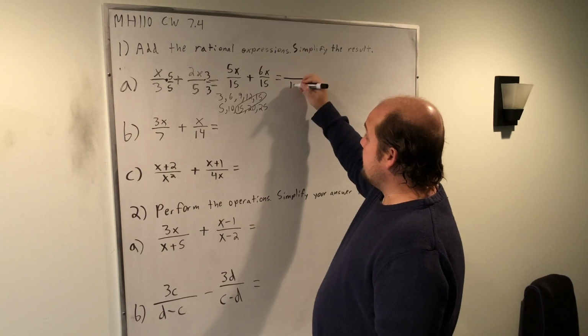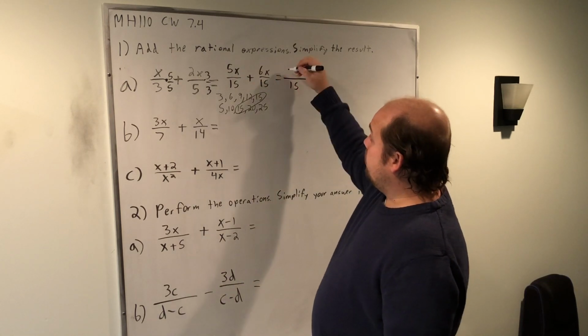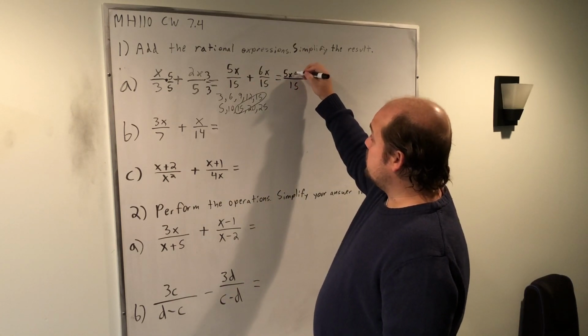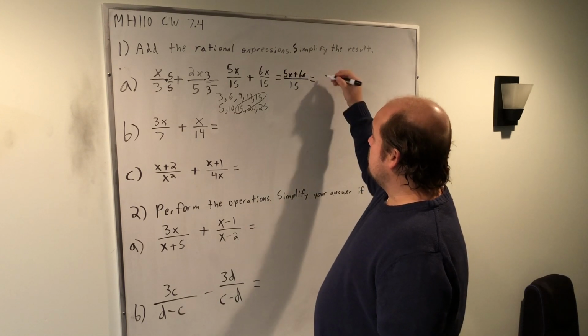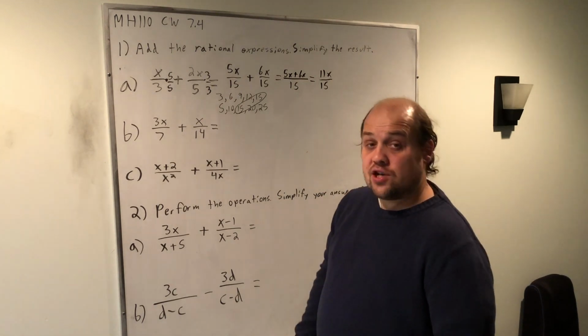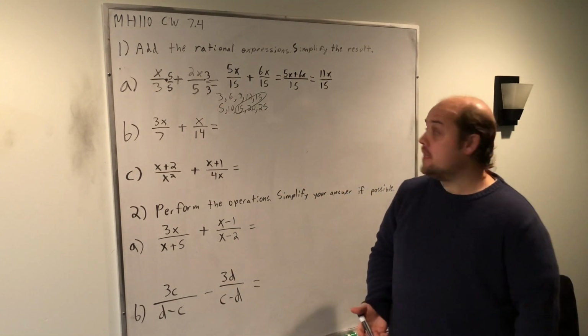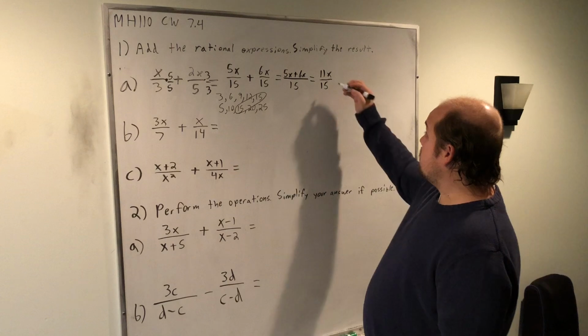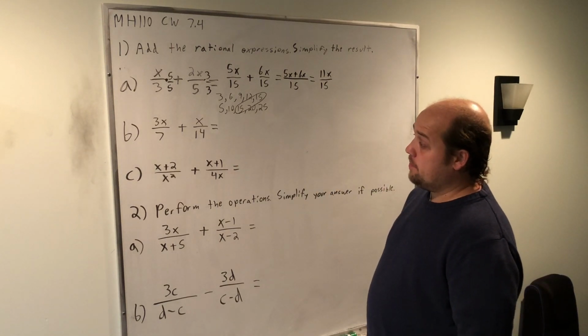So we keep it over that same common denominator. Over the first term was the 5x, over the second term was the 6x. So when we combine them, we get 11x over 15. At this stage, I want to see if anything can be reduced between the 11 and 15. It cannot. So this would be my final answer to that problem.